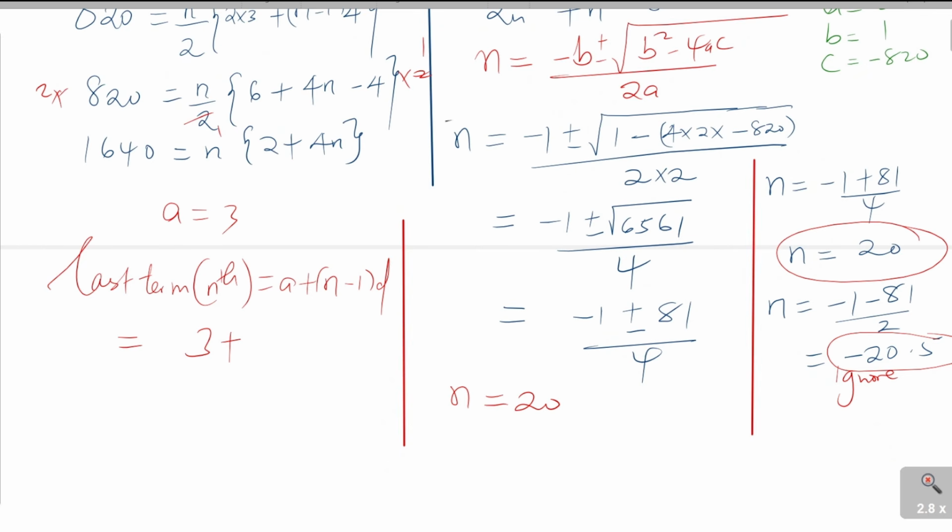So this is 3 plus (n minus 1), where n is 20, times the common difference, which we identified to be 4. So this will give 3 plus 19 times 4, which is 3 plus 76, and this will give 79. Therefore, the last term is 79. That is how you're supposed to solve that question.